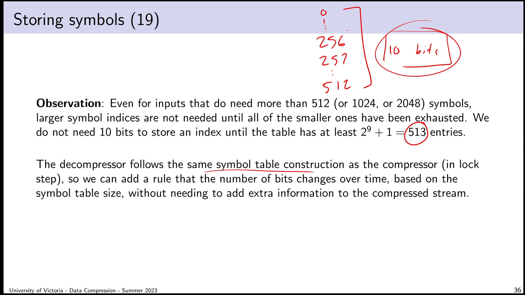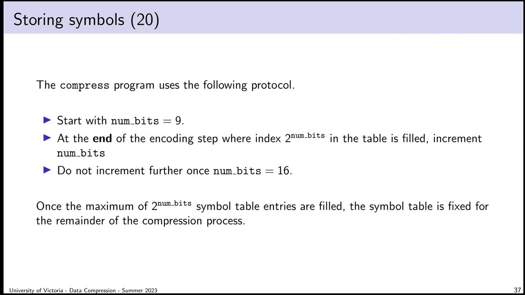It just keeps increasing as the symbol table size increases. So we use the following protocol. We start with 9 bits because we assume very quickly into our encoding process we're going to need symbol 256 or 257 or whatever. That could happen very quickly. In the inputs we worked with in the last lecture, we were using symbols with 9 bits like 256 or 257, maybe 3 or 4 characters in a couple of cases.